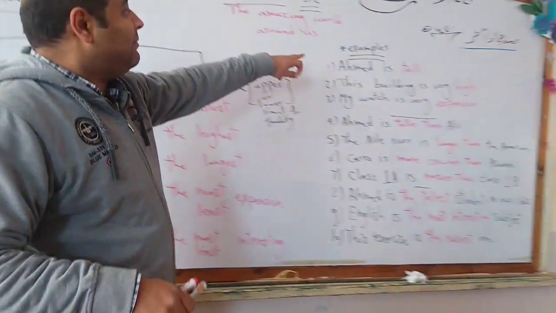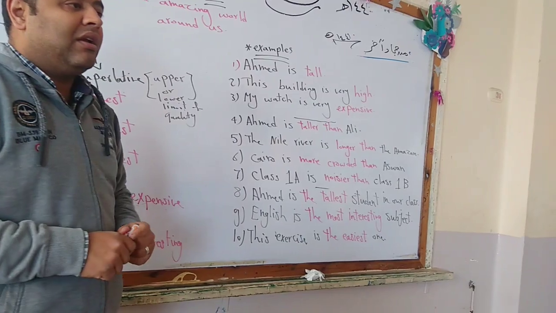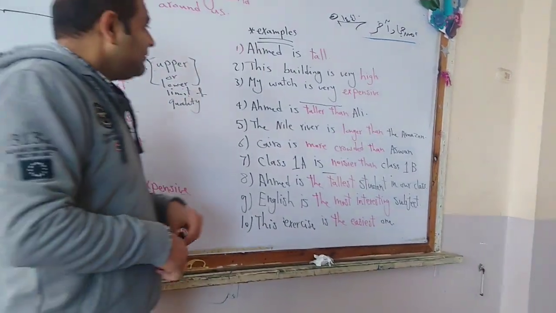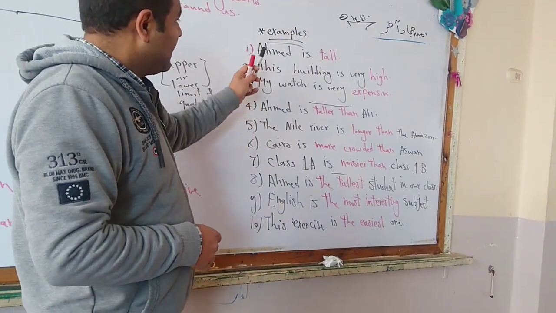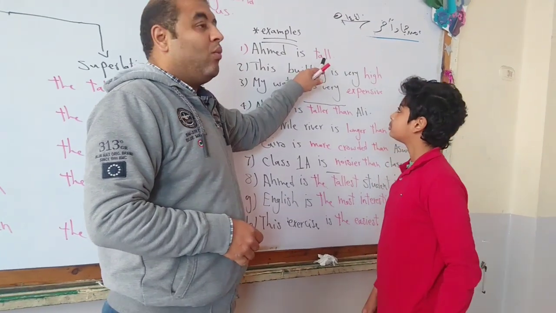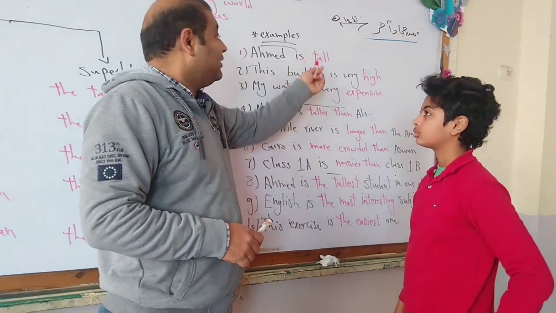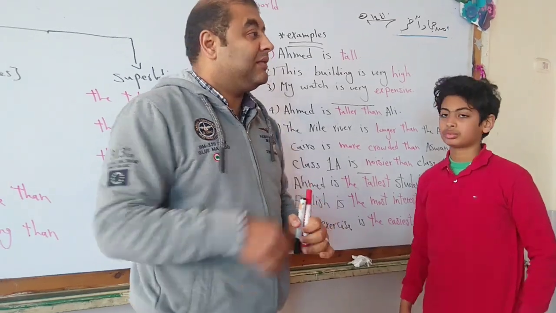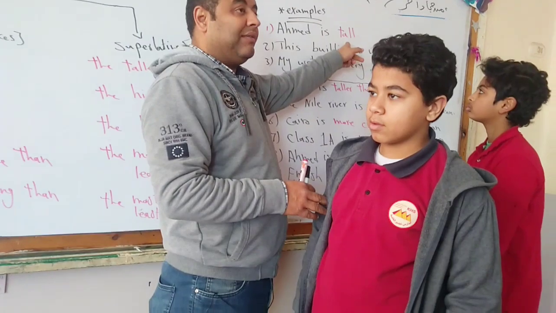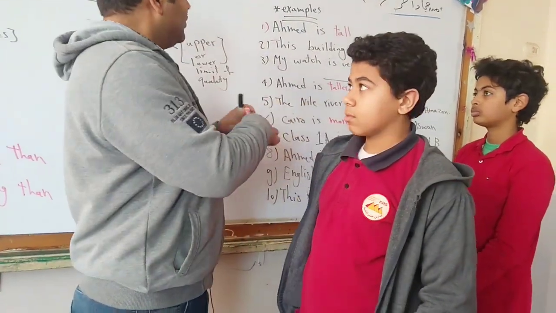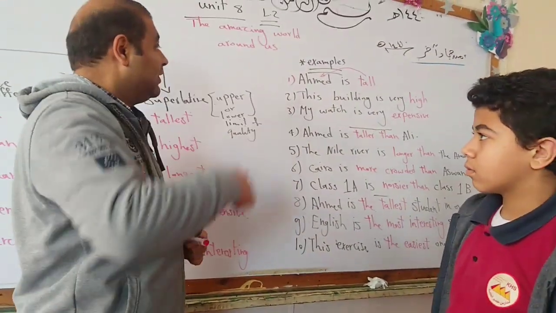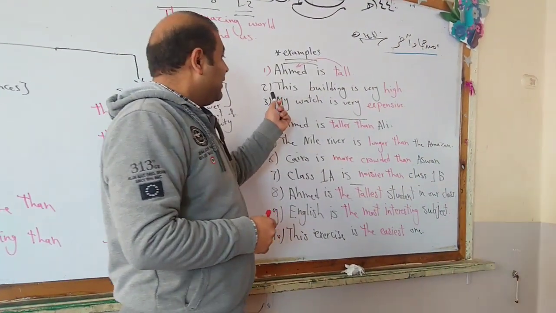Now, here are some examples. Number one. Who can read the examples? Number one, Mahmoud, come to the front. Ahmed is tall. What kind of adjective is the word tall? Positive, yes. It's a positive adjective. We use the word tall to describe what? To describe this person, Ahmed. Okay? Mahmoud, sit down.